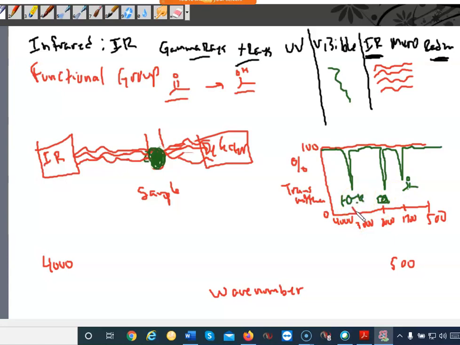It doesn't tell me what the structure is. I might have a whole bunch of other stuff on there. I might have 3 aromatic rings. I might have 4 OH groups. I might have 27 ketones. All right, the IR does not tell me that. It just tells me what groups are on my molecule.